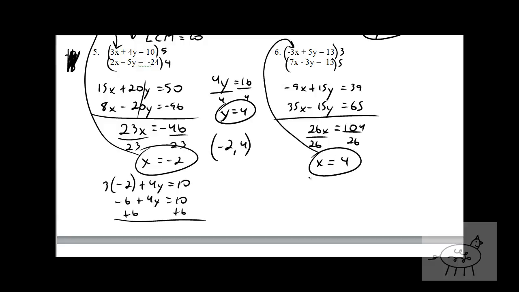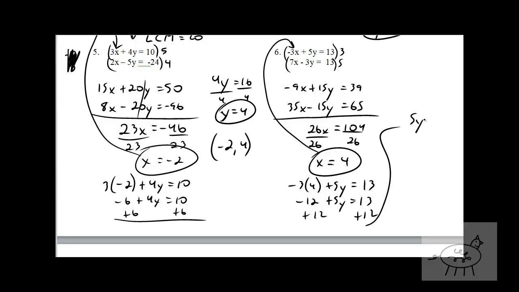So it's negative 3 times 4 plus 5y is equal to 13. So negative 12 plus 5y equals 13, plus 12. So we'll go up here, 5y is equal to 25, and divide by 5. So y is equal to 5. So our answer for this one is 4 comma 5.